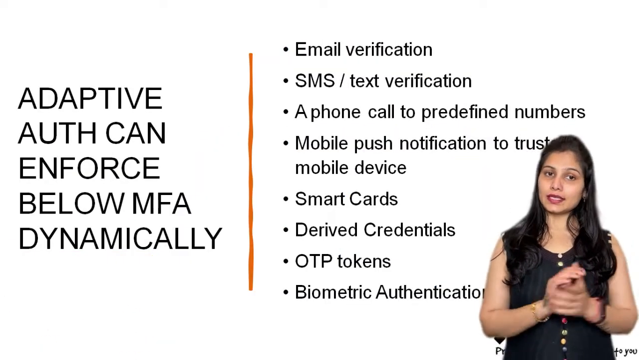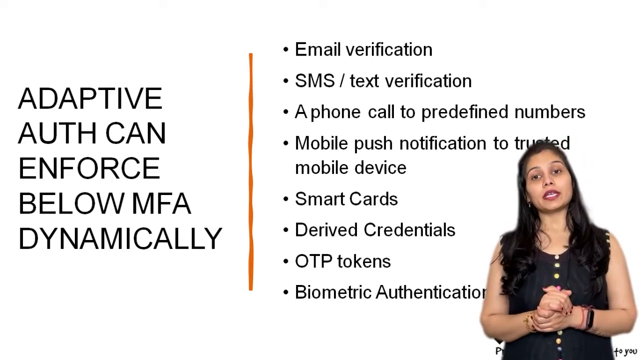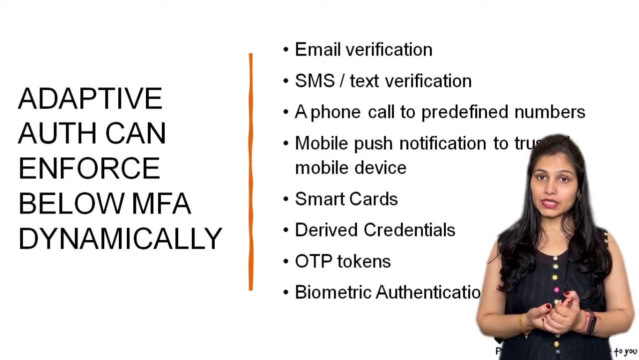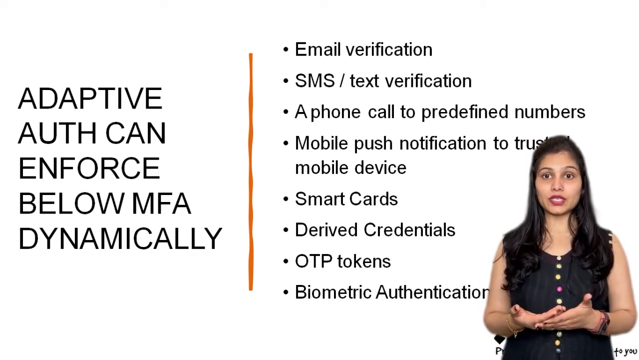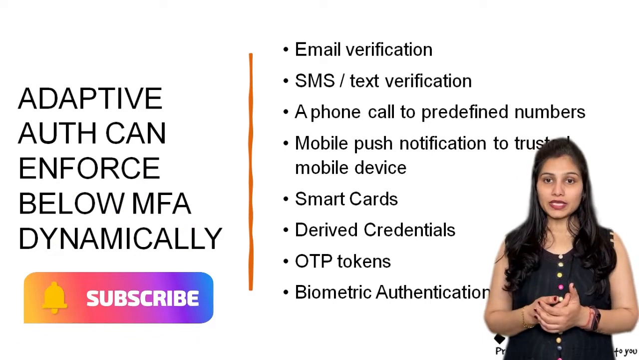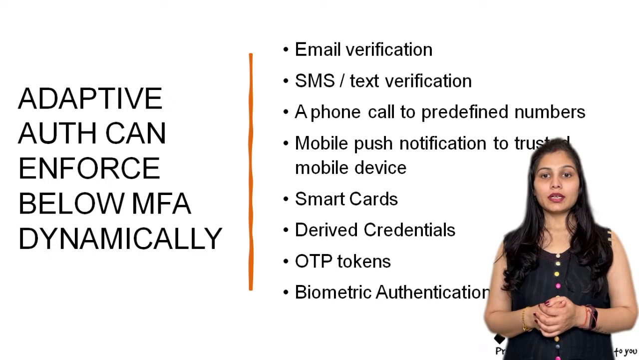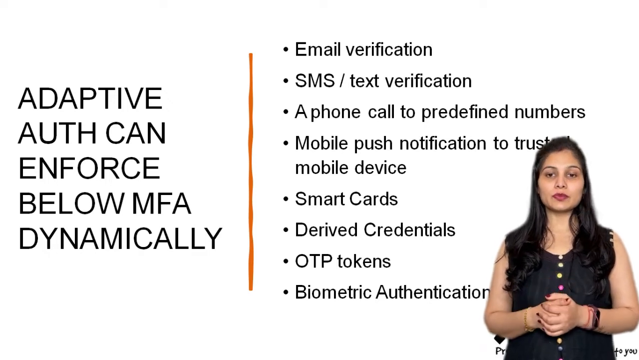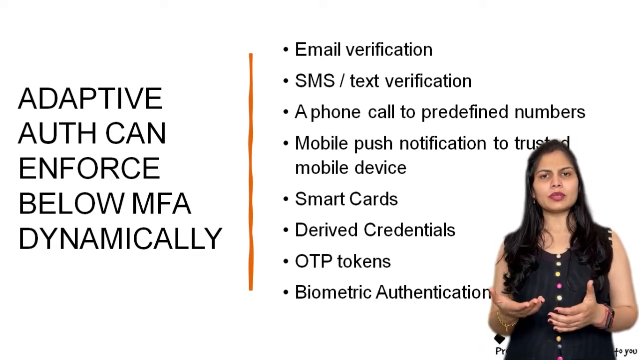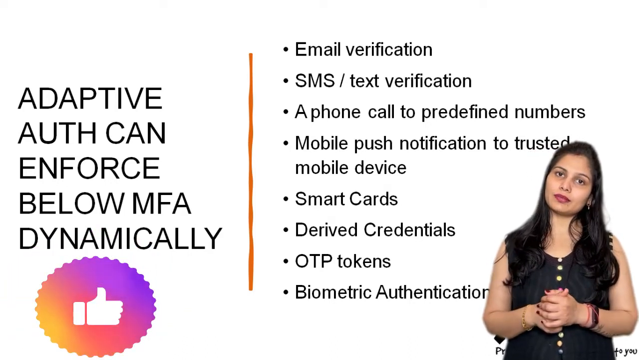As you can see in the slide, adaptive authentication enforces the below MFA dynamically. It may be email verification, SMS text verification, maybe a phone call, or a push message you should allow or deny. It may be a smart card, and some derived credential, OTP and biometric authentication.